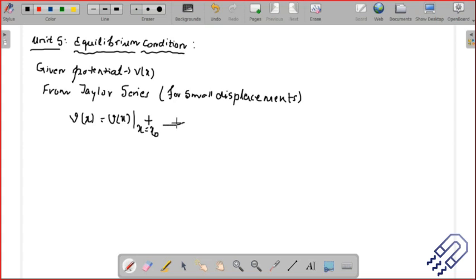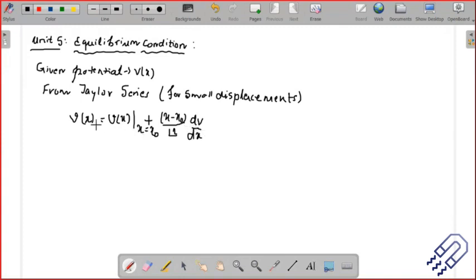And then you basically have x minus x naught. When we did the Taylor series expansion, we wrote it as x minus a, the point around which we are expanding. So we are expanding around x naught, so I've written it as x minus x naught divided by factorial 1. And then I can write dV/dx, taking a total derivative.